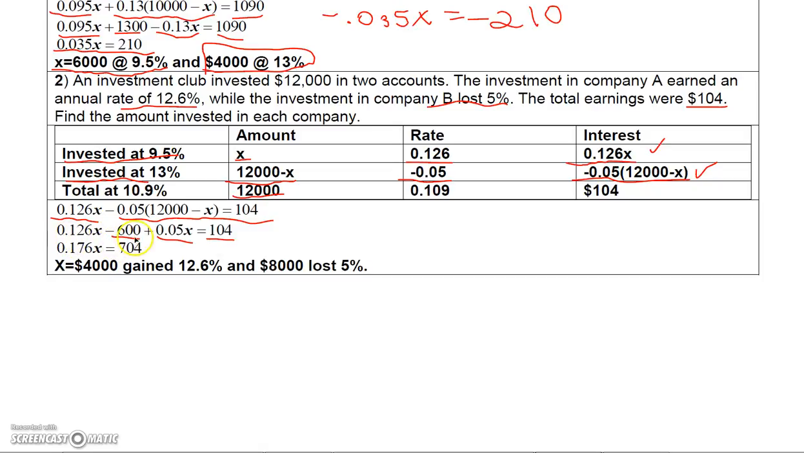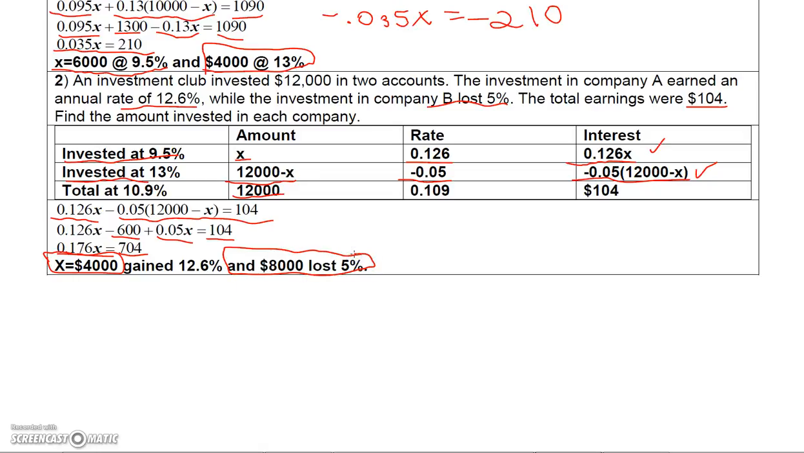Now when you combine these together, 0.126x plus 0.05x, you're going to get 0.176x. And then if you add 600 to both sides, 104 plus 600 is 704. And then when you divide both sides by 0.176, you're going to get 4,000. So x equals $4,000. So $4,000 was invested at 12.6%, and then 12,000 minus 4,000 gives me 8,000 that we lost at the 5% rate.